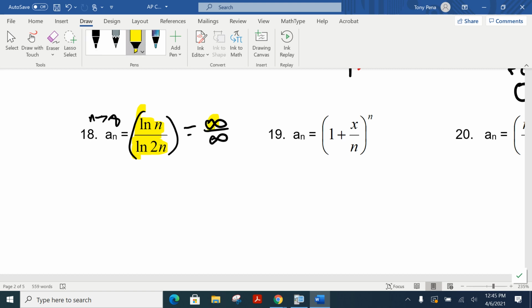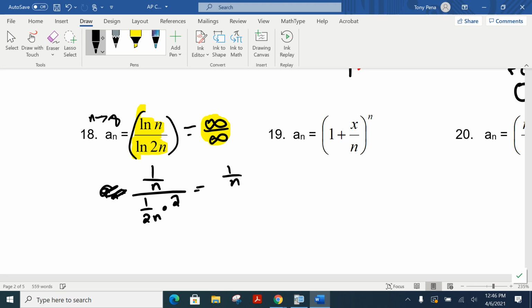So because of that, this is one that we may want to do L'Hopital's rule with, where we take our derivatives and then try to evaluate the limit. So take the derivative of the numerator, so 1 over n. Take the derivative of your denominator, 1 over 2 to the 2n times 2. But let's simplify this now. So this is 1 over n over, the 2's are going to cancel, I get another 1 over n.